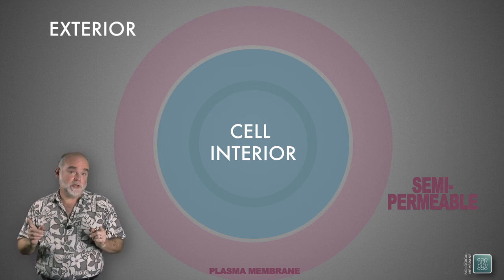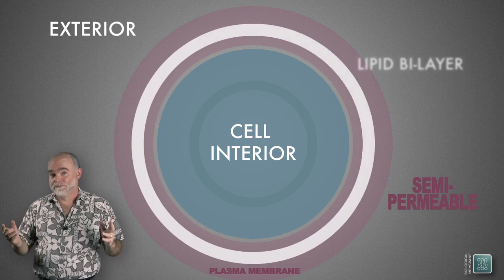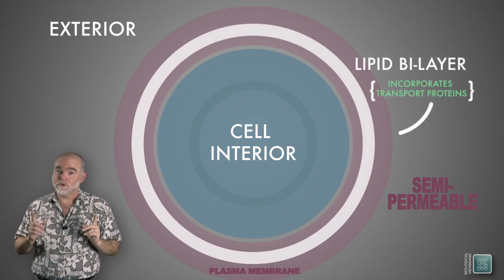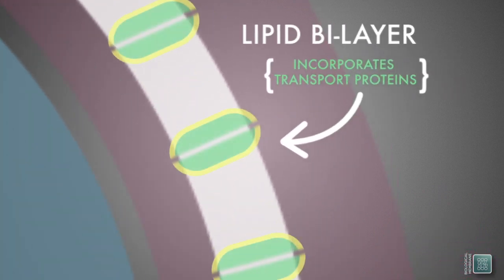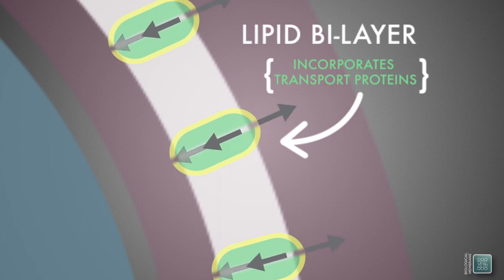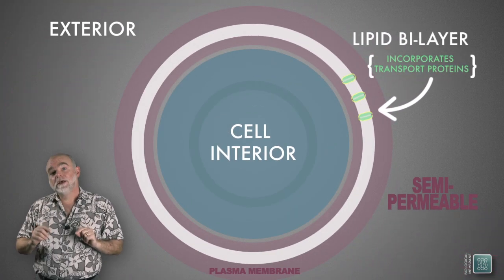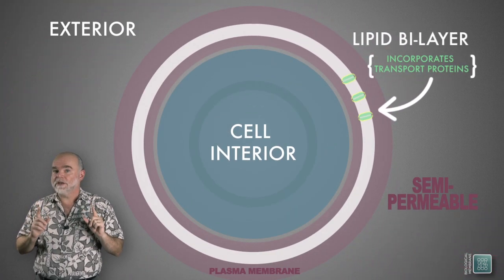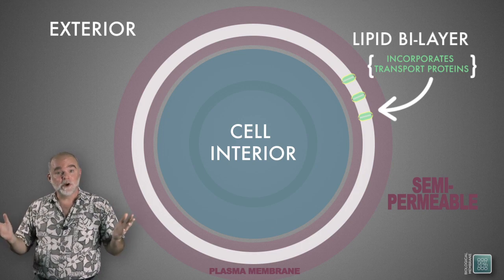Now, to achieve this end, the cell incorporates proteins into its lipid bilayer, particularly what are known as transport proteins. Which transport proteins are incorporated into the membrane determines which molecules can pass through the membrane and which molecules cannot. By picking and choosing which transport proteins to place into its membrane, a cell can have a very sophisticated control over how it's going to interact at its cell surface with the environment surrounding it.